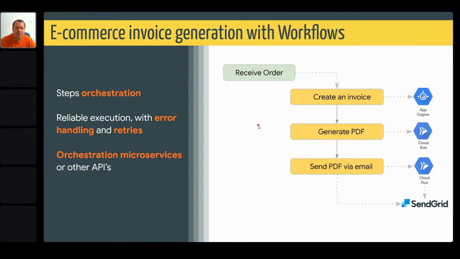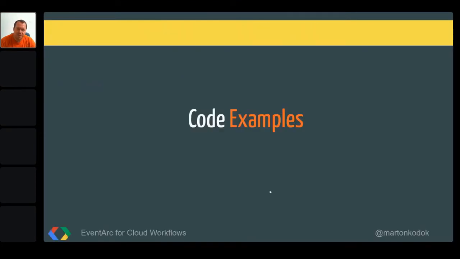Next, when we have the e-commerce invoice generation, you could receive an order when you have the app, and the workflow itself is the orchestrator of your services. So you could have a create invoice step, a generate PDF, send PDF via email steps. All these could be done by services that you have programmed either on App Engine, Cloud Run, Cloud Functions, and these systems as well. So here in this example, we are orchestrating microservices that you developed, and the orchestrator itself is the cloud workflow system.